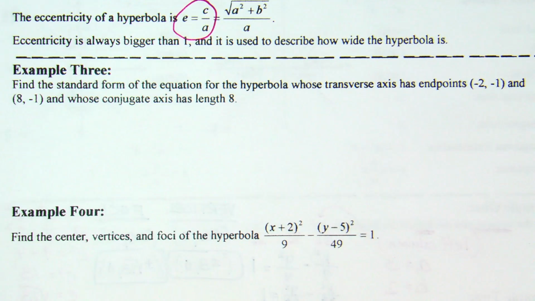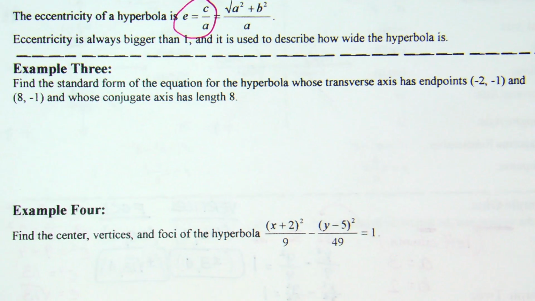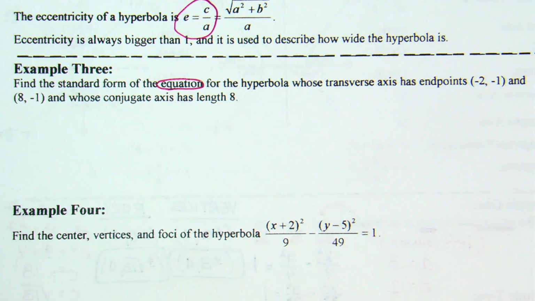So example 3. Find the standard form of the equation for the hyperbola whose transverse axis has endpoints (-2, -1) and (8, -1), and whose conjugate axis has length 8. Okay, so we are writing an equation, yes? What kind of information do you see?